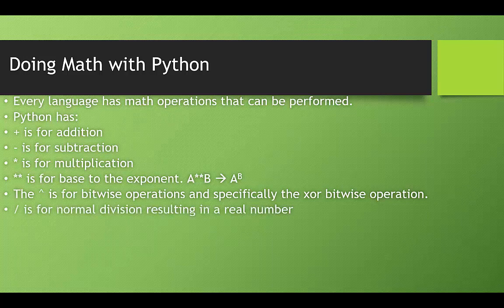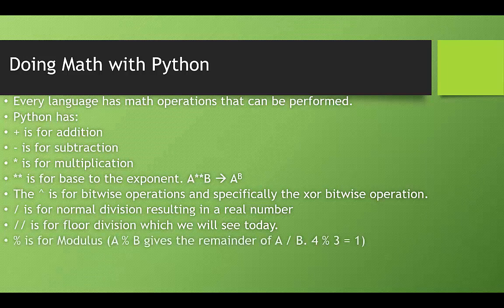We have a single division that results in a real number, so that means one with a decimal. Then we have two division signs. That's for floor division, which we're going to see today, always moving towards negative infinity. What does that mean? That means we're always going to be moving towards the negative infinity direction. So we're always going to be going down. We're not going to be going up. We'll take a look at that today so it makes sense.